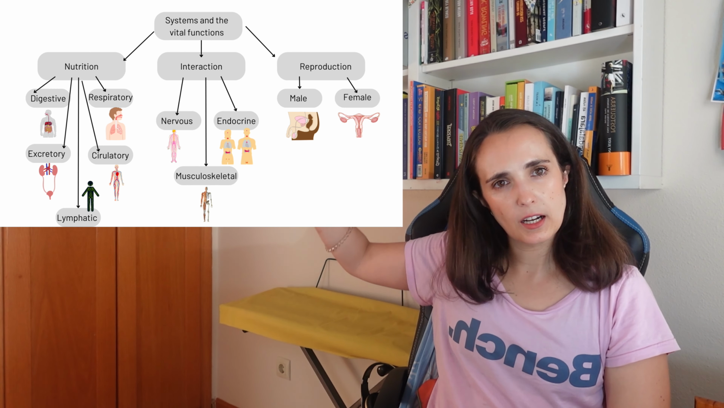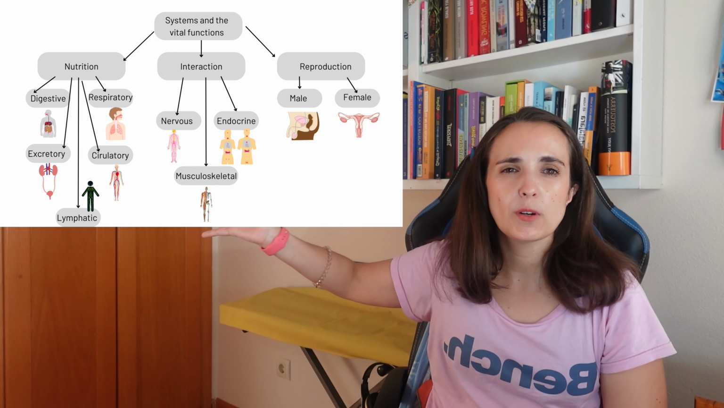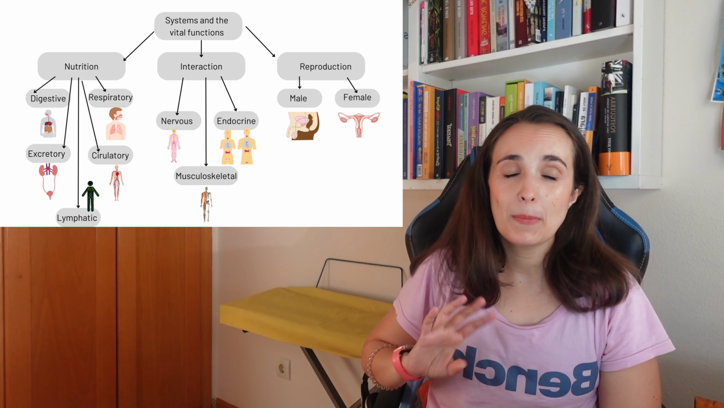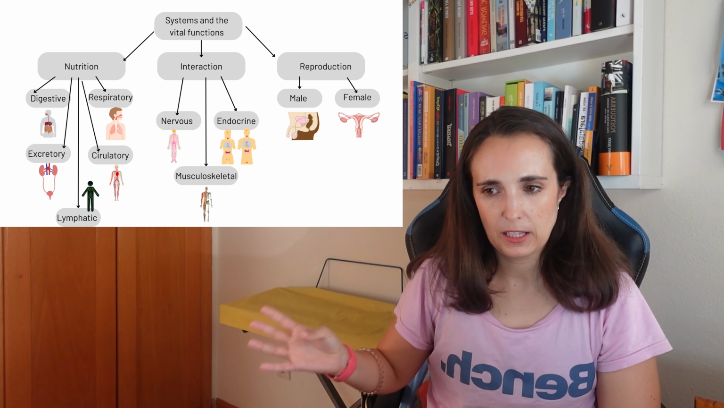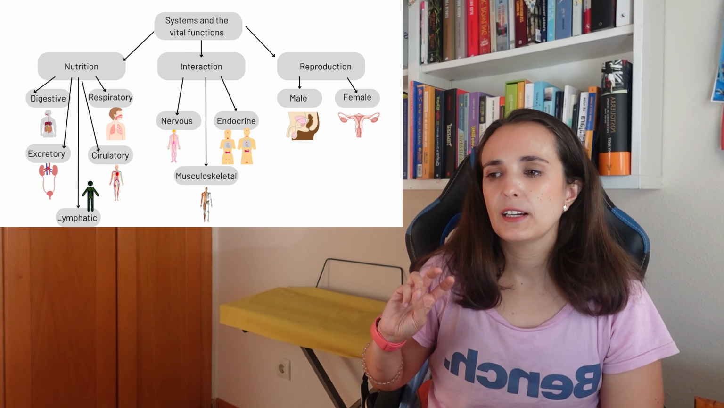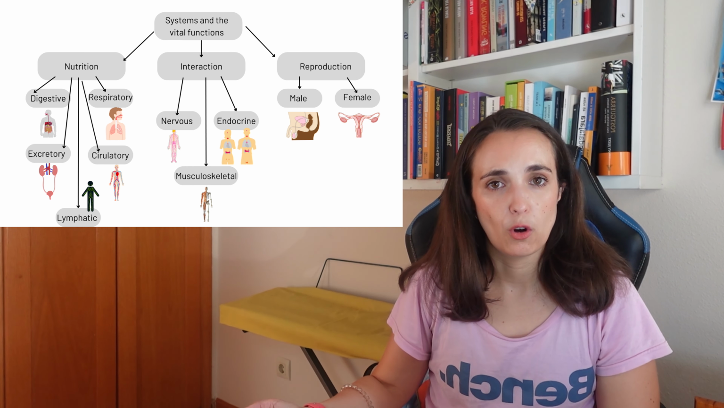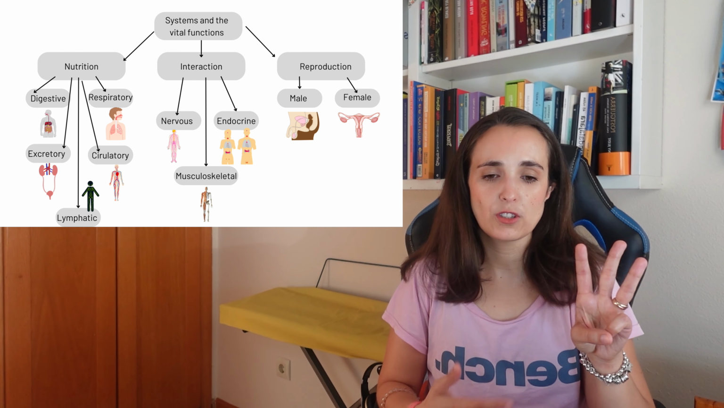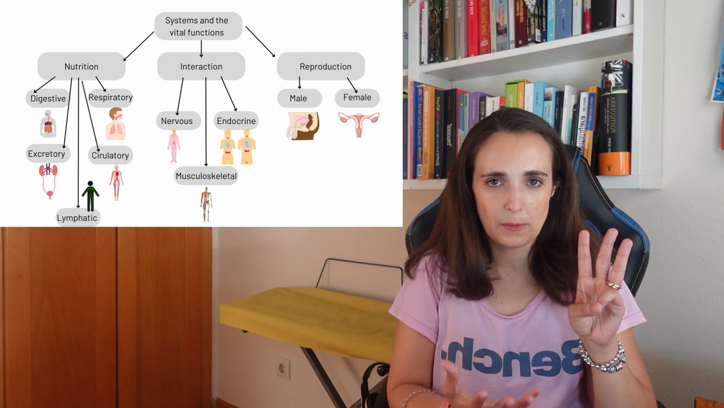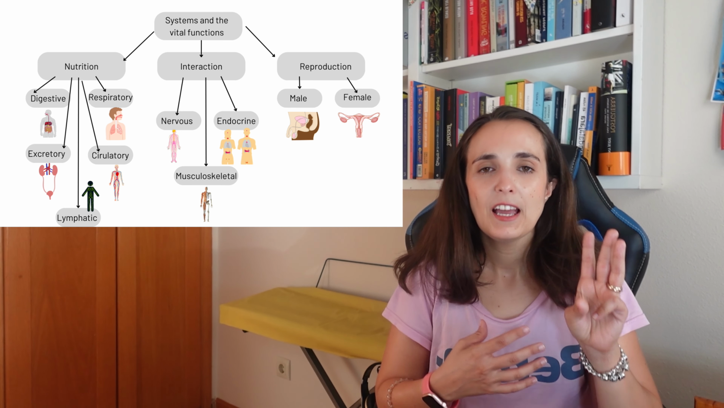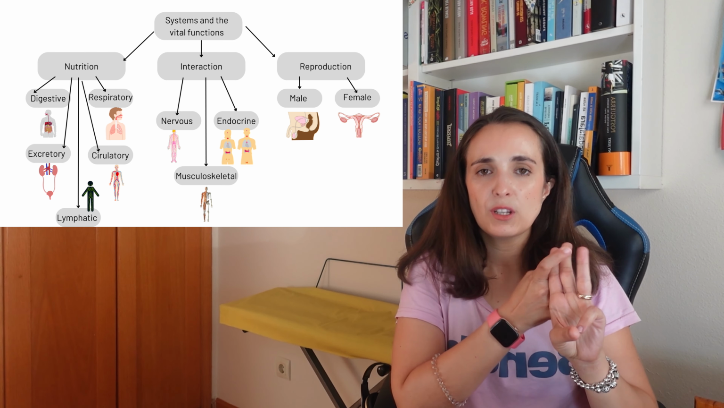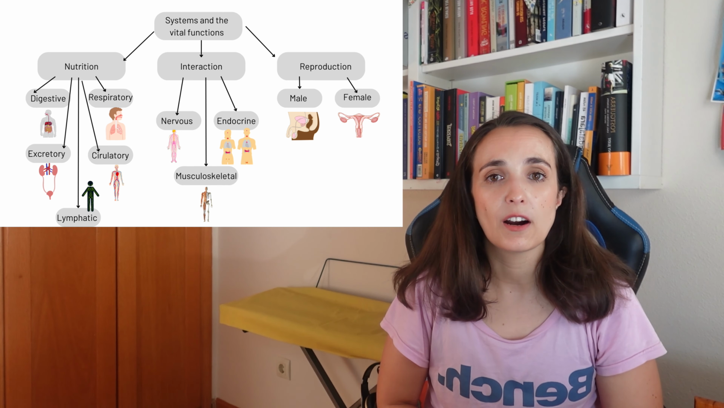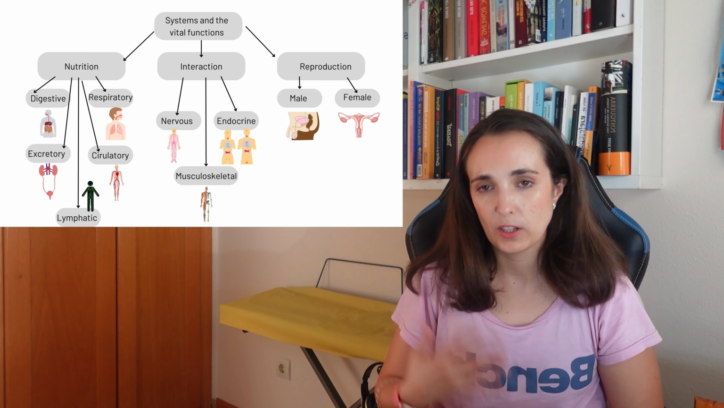So in this diagram, you can see which systems are involved mainly, let's say mainly, not fully, in the three main functions of living beings. You know that the three functions that a living being should perform for being a living being are nutrition, interaction, and reproduction. So let's see which systems are involved in the human body in these functions.